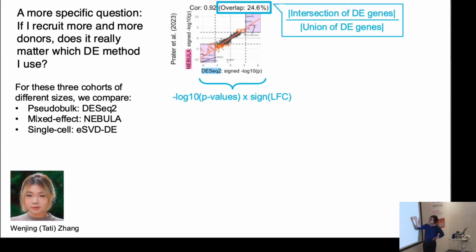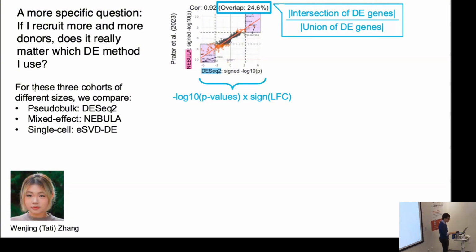So with my master's student, we're going to literally run 3 analyses on each data set and compare the results between different methods. The way to read this plot is that the x-axis and y-axis are going to be the results of 2 different methods on one data set. This is the signed negative log 10 p-value. So it's just a negative log 10 p-value with some information about the sign of the log fold change. And that's going to be the x and y-axis.